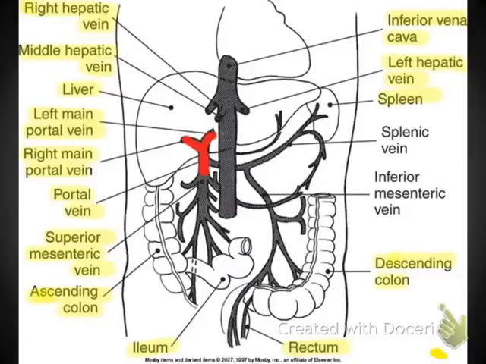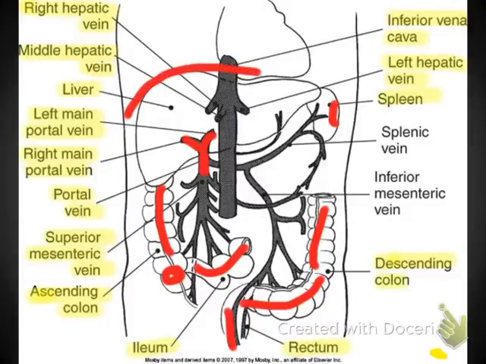Also, we have the ileum, cecum, ascending colon, descending colon, rectosigmoid, rectum, spleen, diaphragm right here, and that will be pretty much it for this diagram.